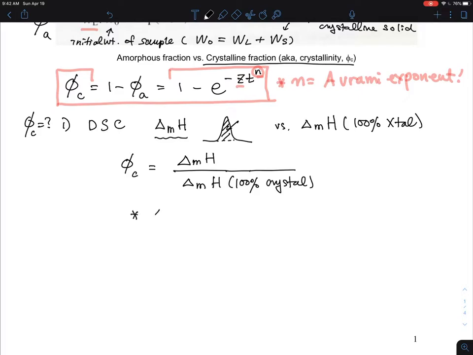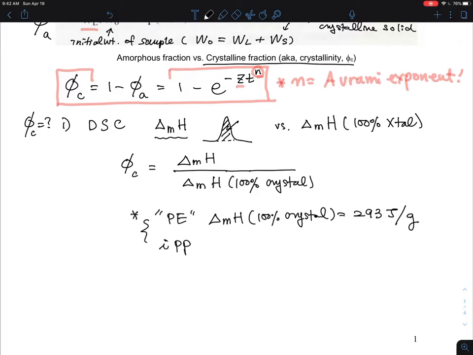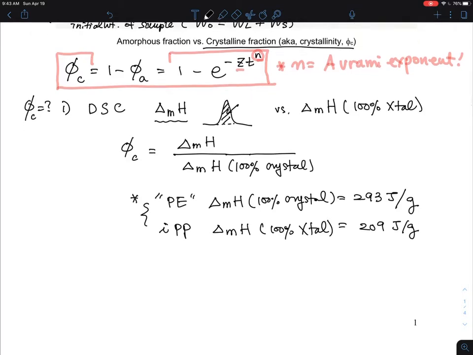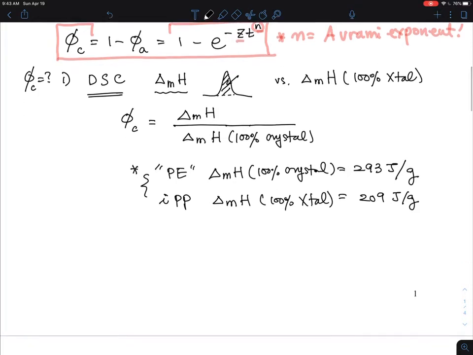For polyethylene, the delta H melting for a 100% crystal is known as 293 joules per gram. Okay. For isotactic polypropylene, the delta H melting for a 100% crystal is 209 joules per gram. Okay, so this is probably the most popular method because DSC is readily available and you can use it pretty easily.